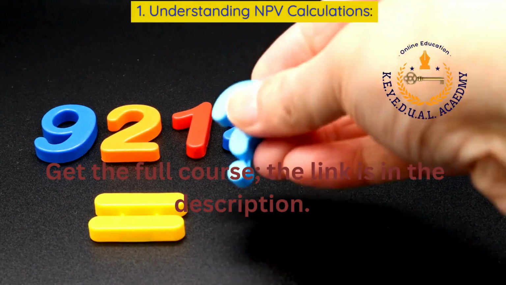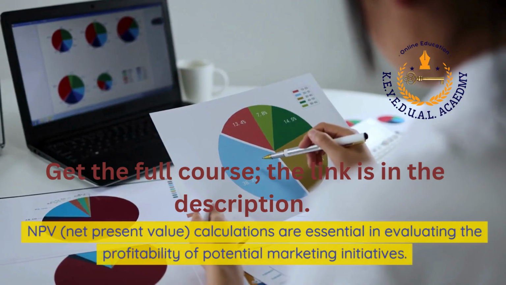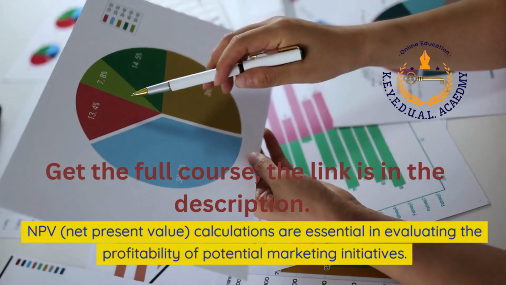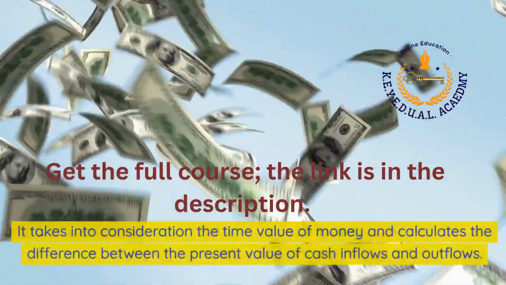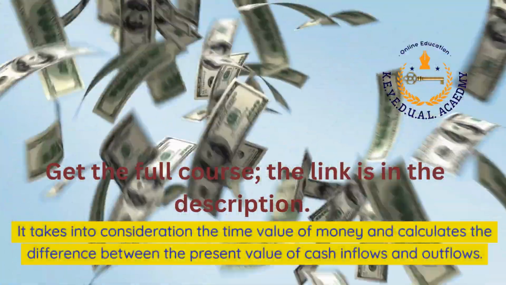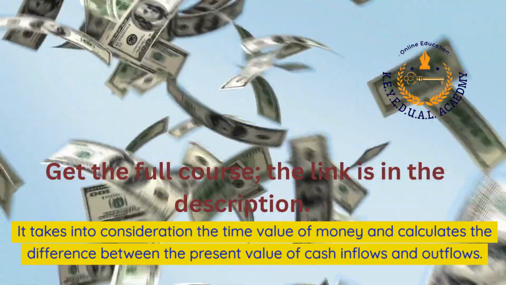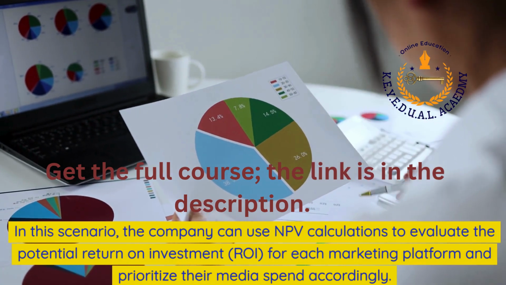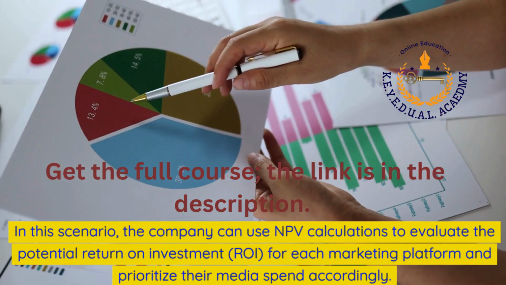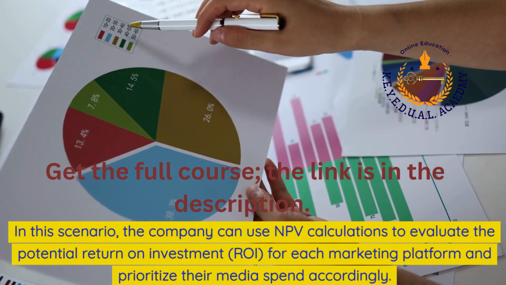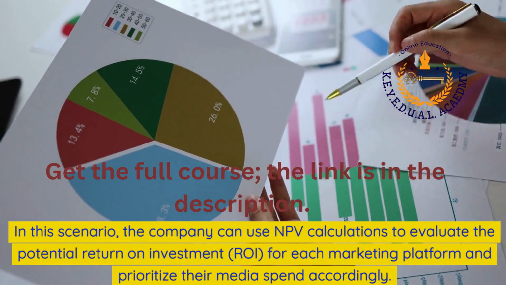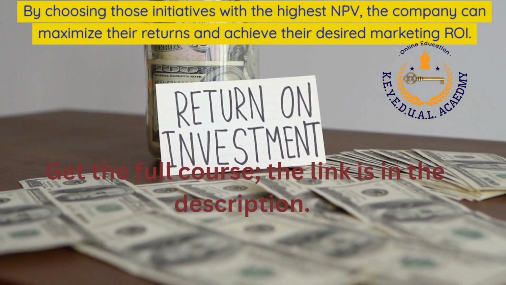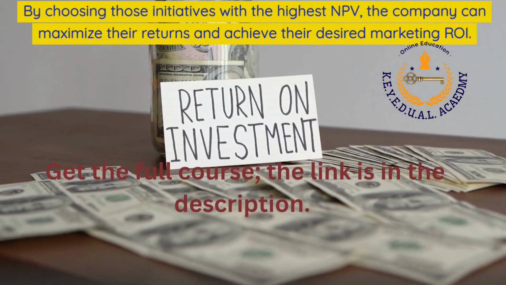1. Understanding NPV calculations. NPV, net present value, calculations are essential in evaluating the profitability of potential marketing initiatives. It takes into consideration the time value of money and calculates the difference between the present value of cash inflows and outflows. In this scenario, the company can use NPV calculations to evaluate the potential return on investment, ROI, for each marketing platform and prioritize their media spend accordingly. By choosing those initiatives with the highest NPV, the company can maximize their returns and achieve their desired marketing ROI.